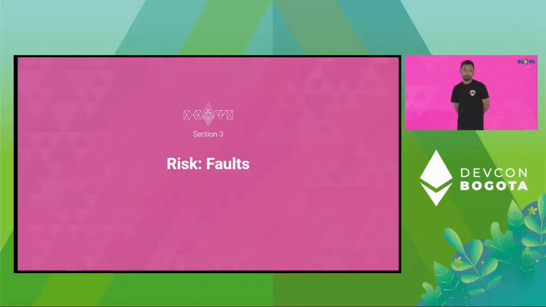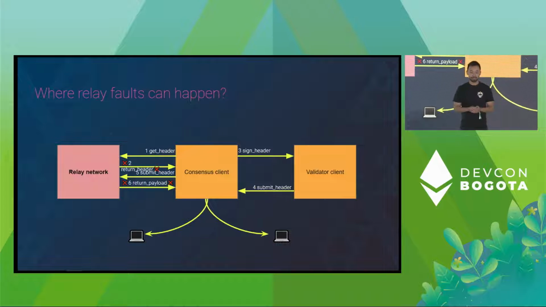Besides latency, there's also faults too, right? So what does fault mean? Fault here means that, sorry, the slide got a little messed up there. When you ask for the header, the relay network failed to return the header. So that's the commit phase. Or the fault can happen when you submit the header, and the relay failed to reply with the payload. So that's the second fault. We'll focus on these two types of faults here.